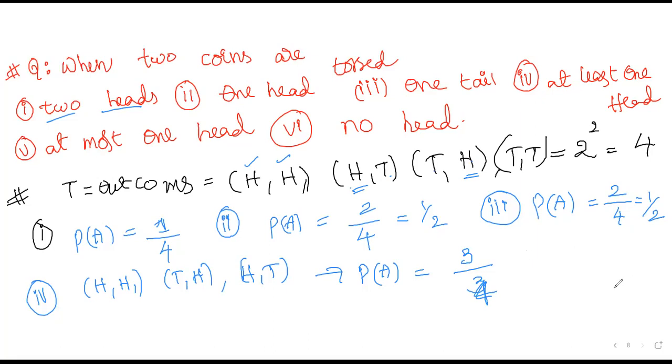Then the next question is what? At most one head. At most one head means what? Only one head, that is the meaning. At least means we already finished. Means both are head, one head, again one head. Then at most one head means at most one head. Fifth one: at most one head. Important. At most one head means there should not be more than one.